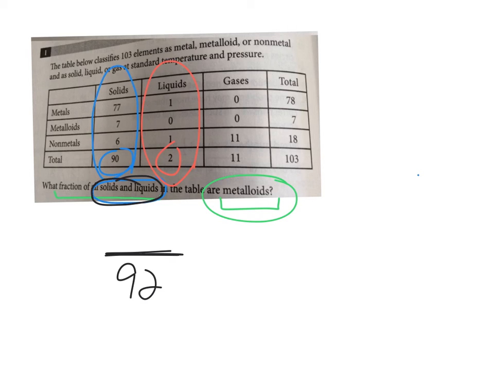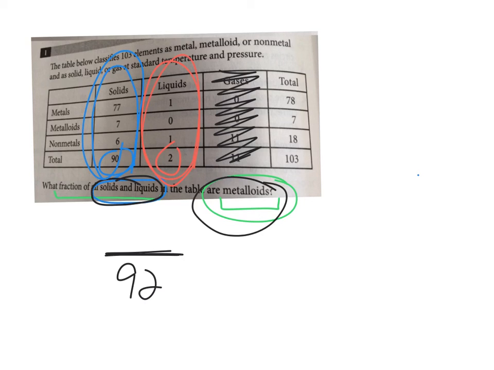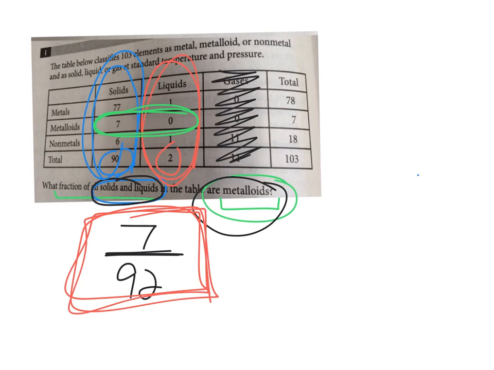If I look at these two columns, I'm looking at the solids and the liquids. Here, the gases are not relevant to this question. I want to know what fraction of the 92 are metalloids. So I'm just going to add up the metalloids for the solids and liquids. In this case, that's going to be 7 total. So here it's going to be 7 out of 92. And they want to know what fraction that is. I would try to reduce it, but I don't think you can. So there's your answer: the fraction 7 out of 92.